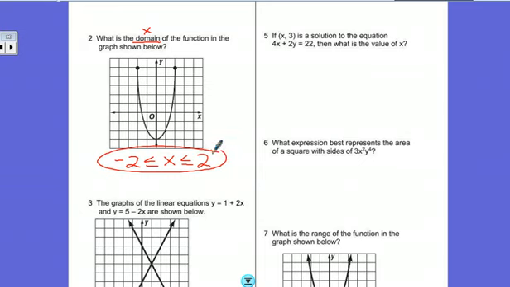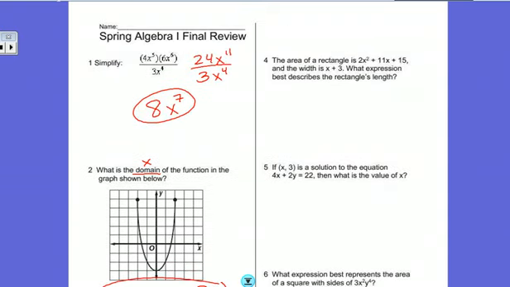Alright? On 3, it's just asking for where the lines cross, so I'm not going to do it for you, but find where the lines cross, the x value, that's what you're looking for. Number 5, or sorry, that's 3, and then we have 4 here. The area of a rectangle is 2x squared plus 11x plus 15, and the width is x plus 3. What expression best describes the rectangle's length?